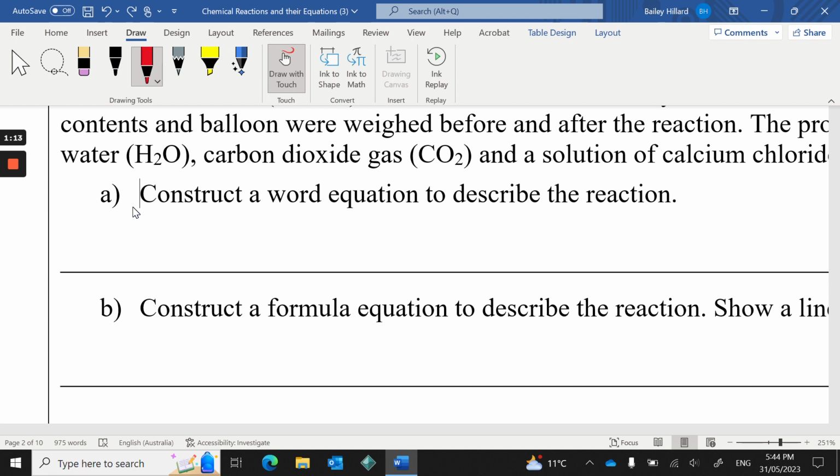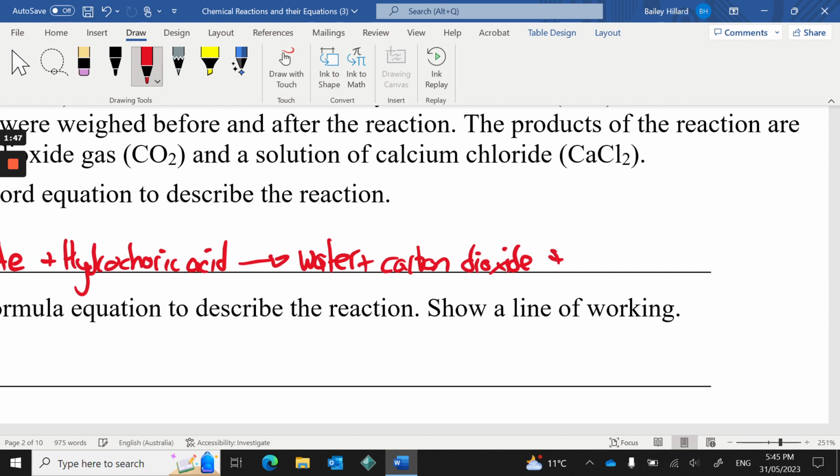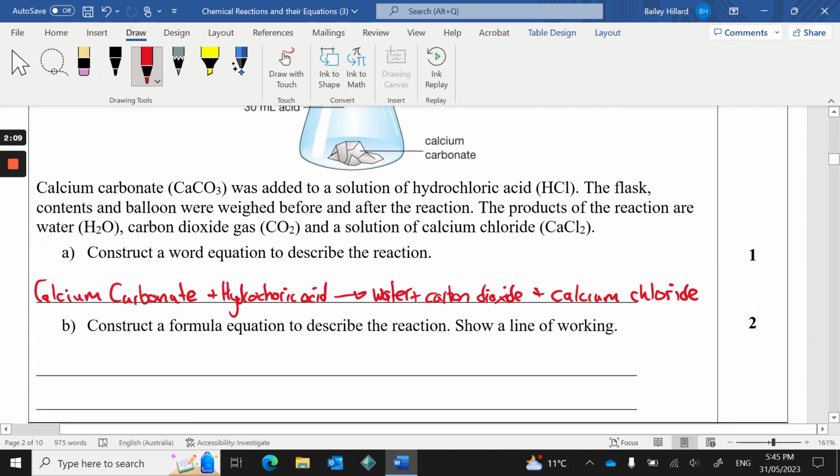So first thing we have is calcium carbonate, plus hydrochloric acid. And that goes to water, plus carbon dioxide, and then the last thing we have is calcium chloride. Okay, so just zoom out. Let's make sure we have that all there. So for this first question, word equation: calcium carbonate plus hydrochloric acid goes to water, carbon dioxide, and calcium chloride.